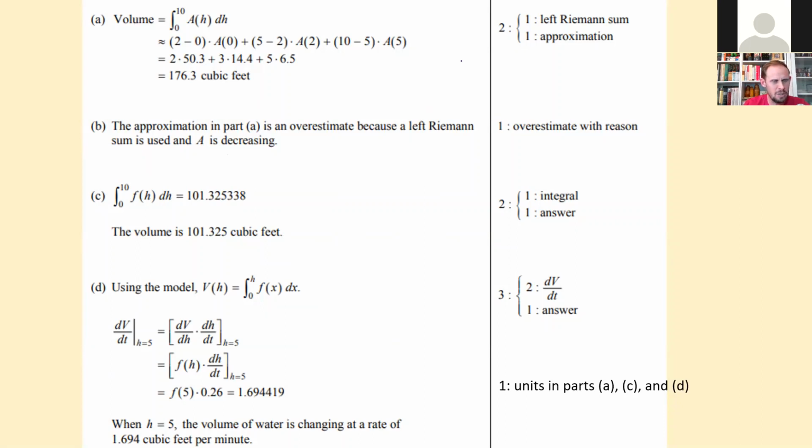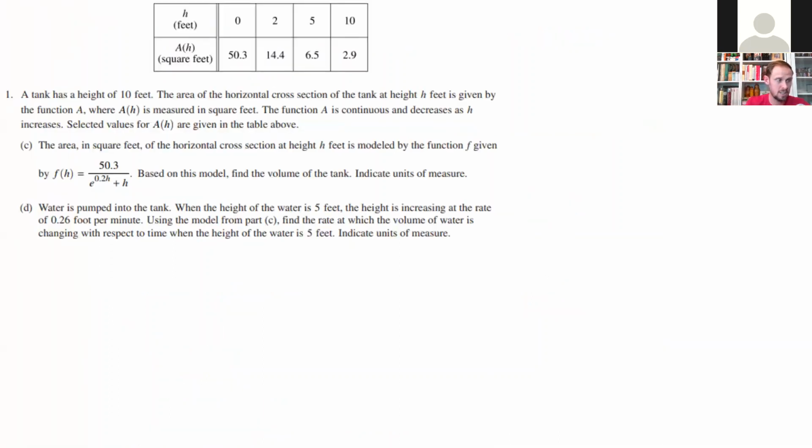Yeah, that's a good question. You probably can't draw on the exam this year. So if we wrote what we wrote with the units, that would be full credit. Here we just said it was an overestimate and we gave some sort of reason. The graph would be enough for a reason, I think. But if you said just because the function's decreasing, that was also enough.